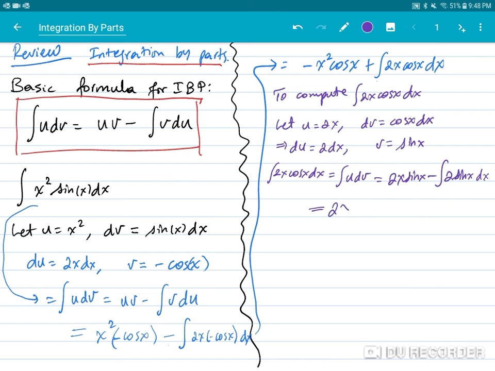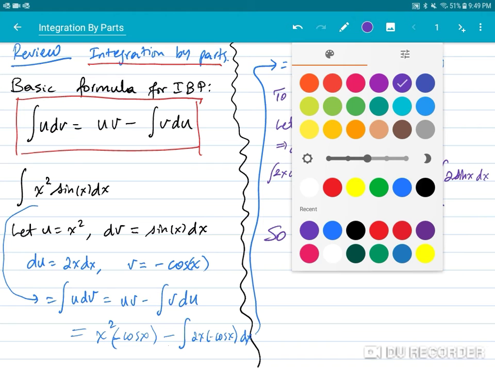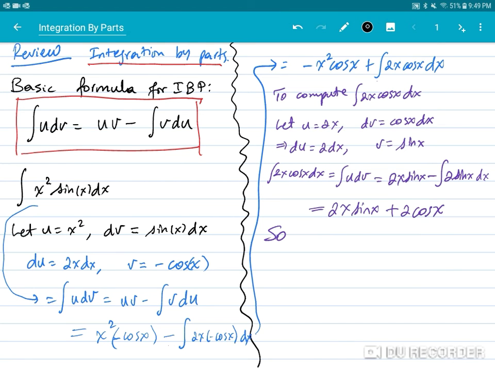So that gives me 2x sine x minus minus 2 cos x. That makes it plus. And I'm going to ignore the plus c because I'll add it at the end. So let me come back to my blue pen.